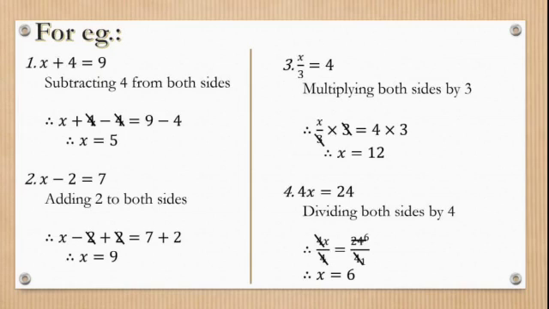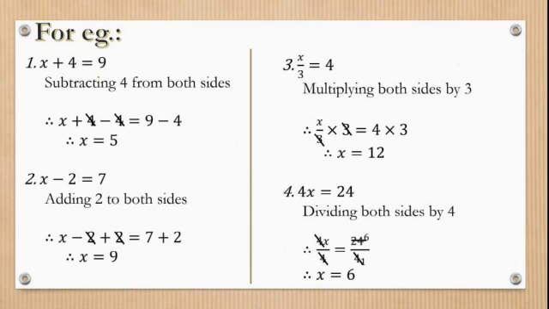Now plus 4 minus 4 gets cancelled, because plus into minus is minus. So 4 minus 4 is 0. Therefore x is equal to 9 minus 4. 9 minus 4 is what? 5. So you have got the value of x, that is 5. Now if you substitute that value, you will see your left hand side and right hand side will be the same. If you substitute the value of x, that is 5, 5 plus 4 is 9. So you are getting 9 on your left hand side and 9 on the right hand side also.